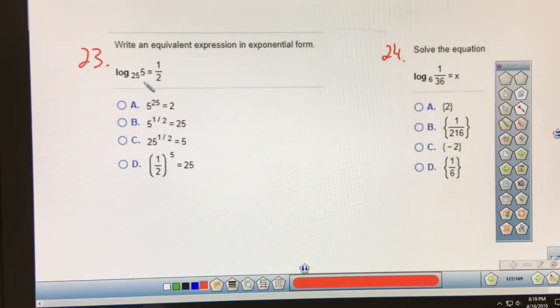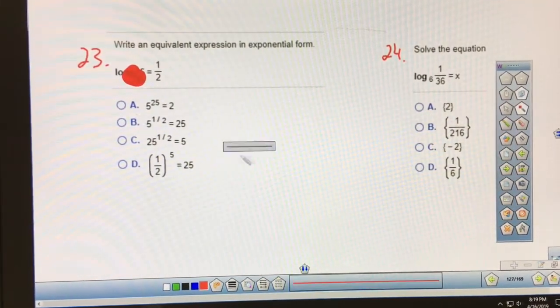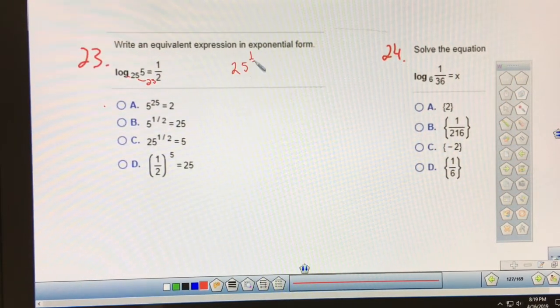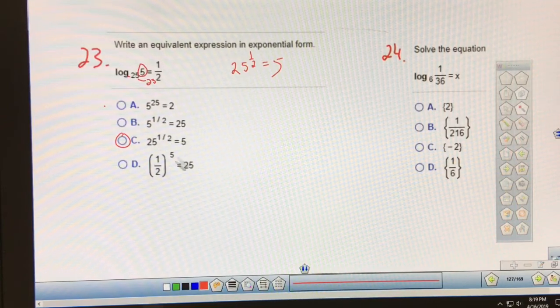Let's see, the base is 25. So that log leg is going to kick that 25 over, and that 25 is going to push up the 1/2. That's going to give me 25 to the 1/2 is equal to what's left over, 5. So it's going to be choice C. And if you type that in, it'll equal 5 in the calculator.